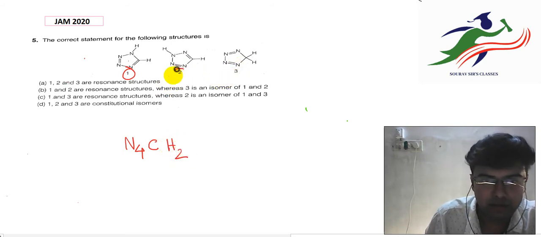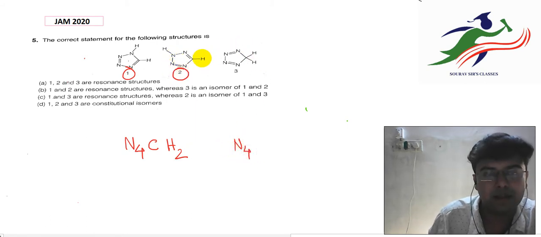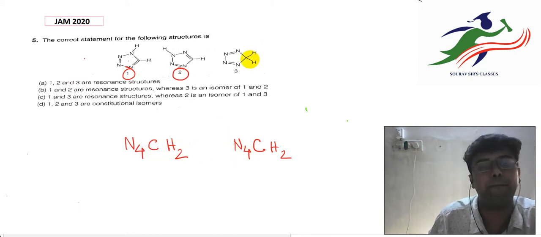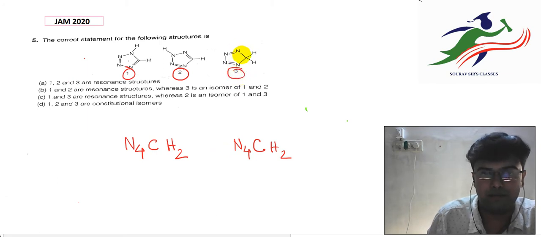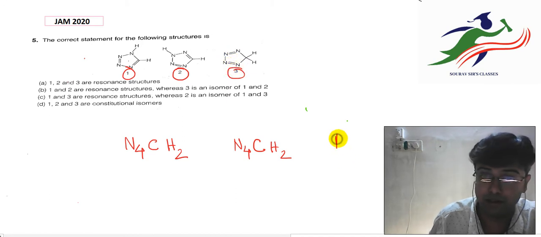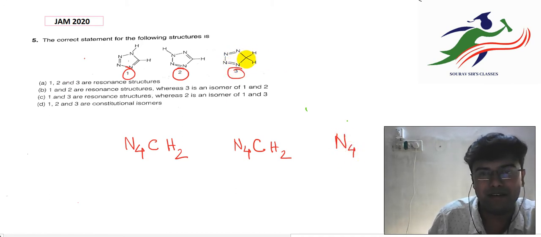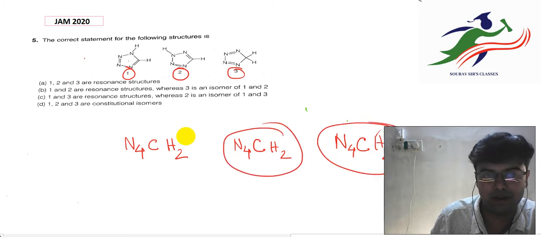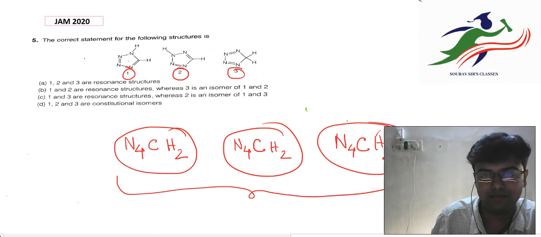Now come on to the next one. Here we have 4 nitrogen atoms, one carbon atom, two hydrogen atoms. So we find that both the first and second one have the same chemical formula. Now the third one. How many nitrogen atoms are there? 1, 2, 3, 4. Well, here we have a carbon and two hydrogens. So you see, all the three compounds have the same chemical formula.